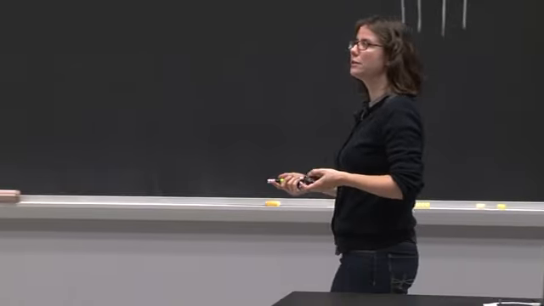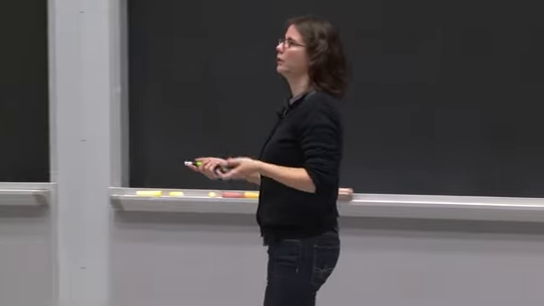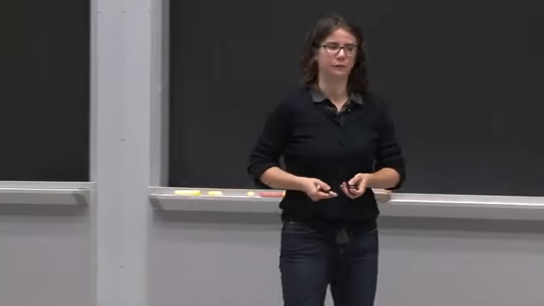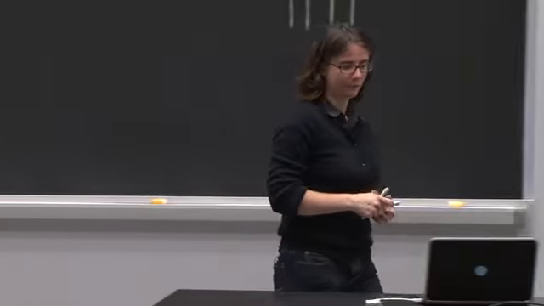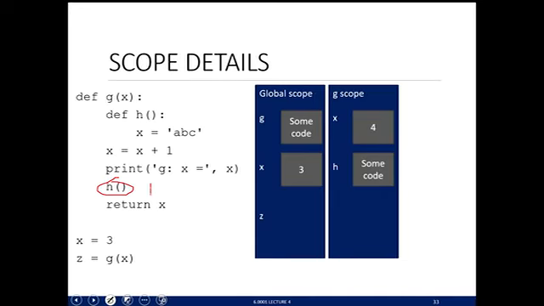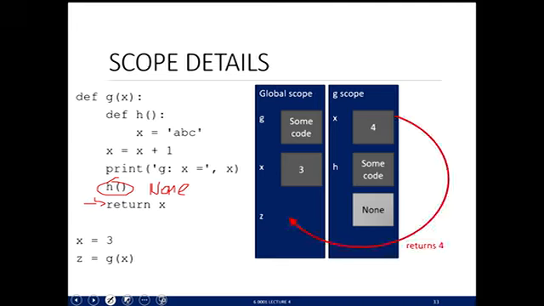As soon as h returns, we get rid of that scope and all the variables created within it, and we're done with h. So now we're back in g. We just finished executing this, and it got replaced with None. We're not printing it out, so it doesn't show up anywhere. It's just there. The next line is return x. x inside g is 4, so 4 gets returned back to whoever called it, which was this in the global scope here. So this gets replaced with 4.